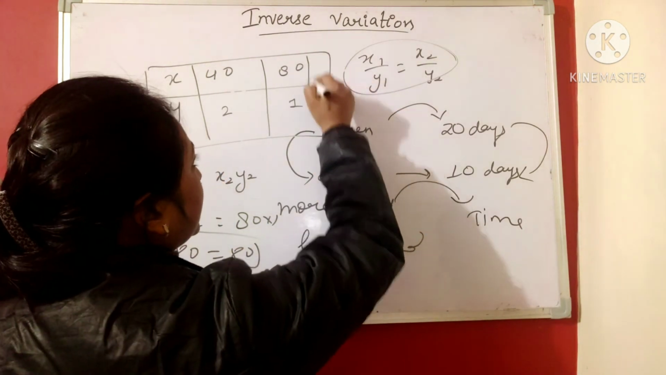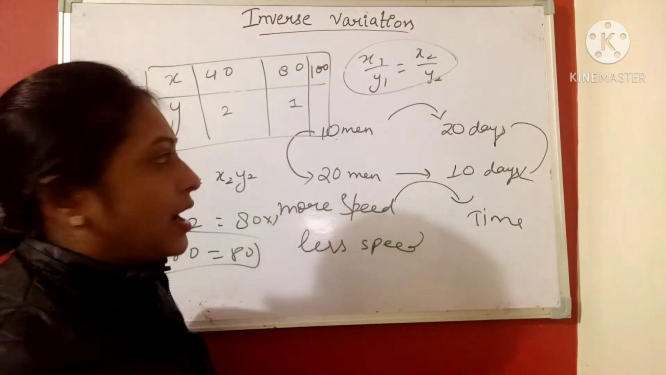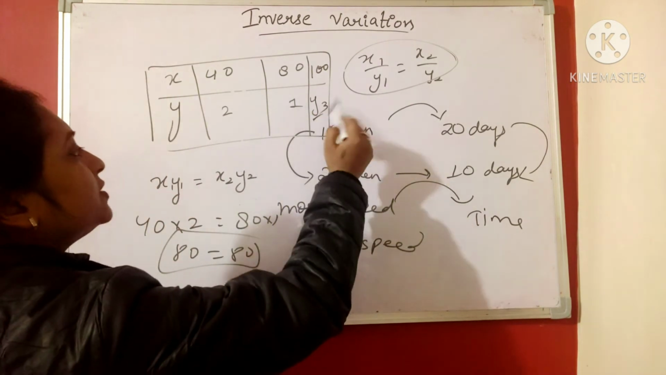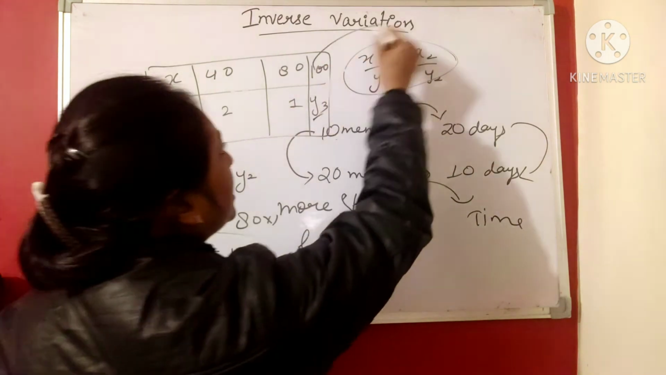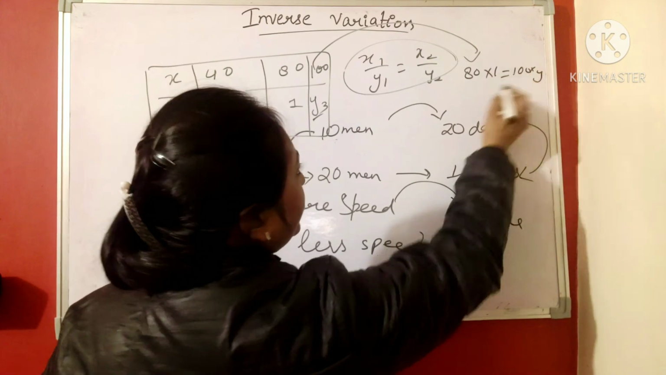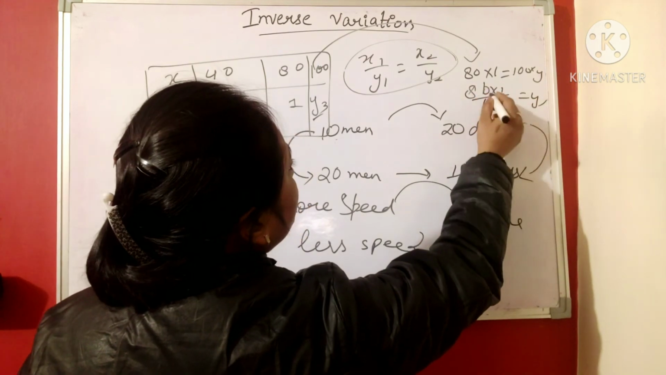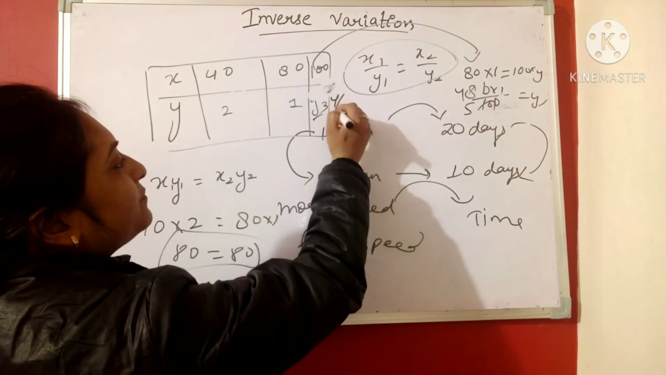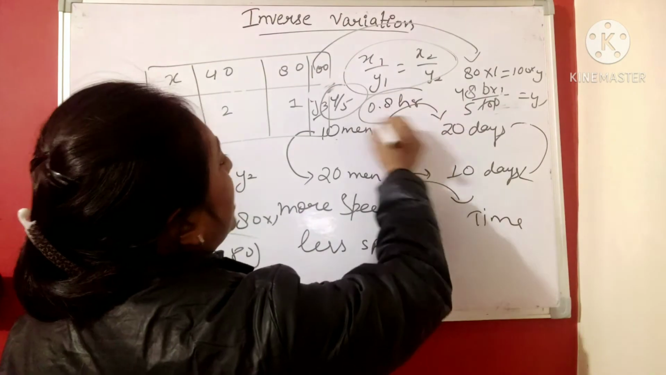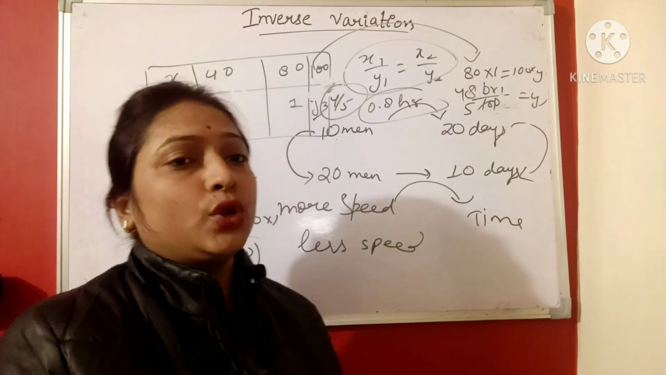For example, if we continue in the same question, if I am moving at 100 km per hour, what time will I take? Here again you can find this y3 by using this or this. If I am using this, then 80 into 1 is equal to 100 into y3. From there I will get the value of y3. So 4 by 5 hours, or 0.8 hours, I will be taking to cover the distance when I am moving at 100 kilometers per hour.